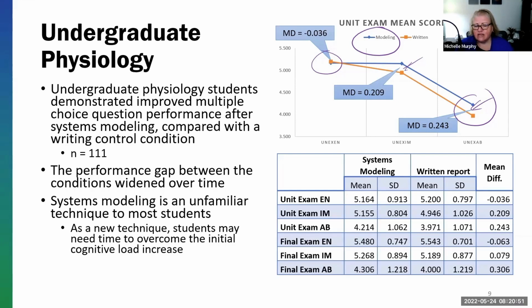As a new technique, like I said, it may take some time to overcome that initial cognitive load. So that gave us some encouragement that, okay, we're starting to see something here. But what do students think about this? Do they think it's helpful?